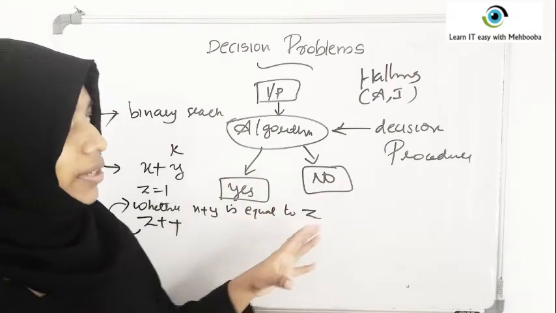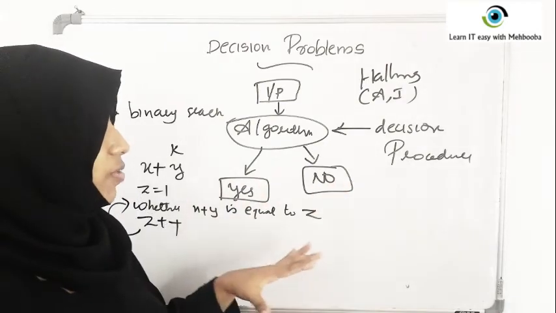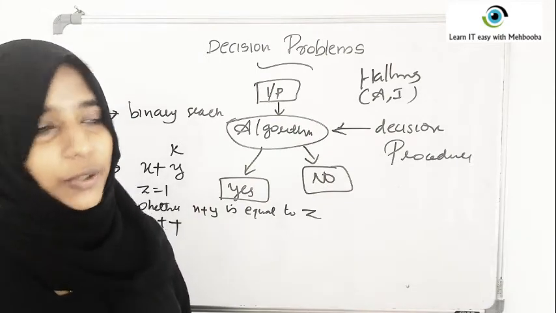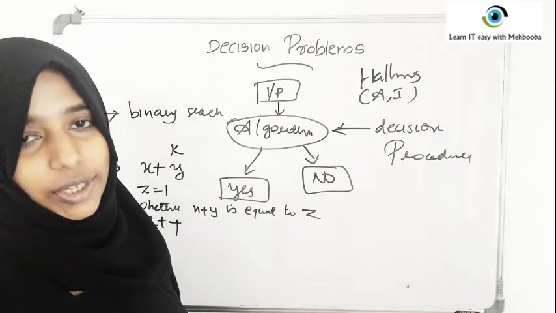So that's the relevance of decision problems in theoretical computer science, and we will see the halting problem in our next video. So that's it. Hope you understood. Thank you.